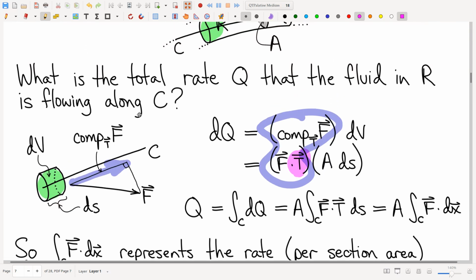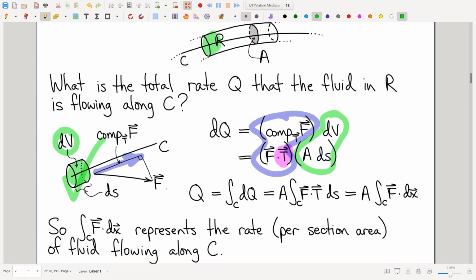So there's that component, and how much fluid is it? Well, that amount of fluid is area times ds, ds being kind of the thickness. So it's a matter of writing it down. Now, that's just for this little bit of fluid. We are interested, of course, in all of the fluid added up over all of these pieces.